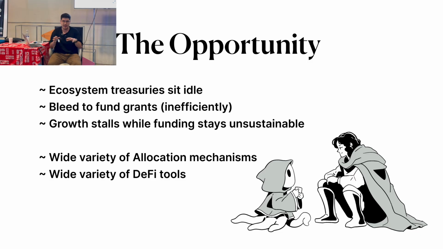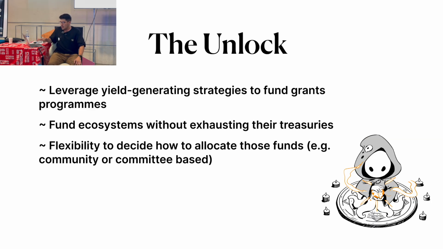And this can happen in many ecosystems. At the same time, we already have a pretty mature set of DeFi tools and also resource allocation tools, like the one I mentioned, quadratic funding, or many other allocation mechanisms that exist out there. So we thought maybe we can do the same. Instead of only staking ETH and generating yield, maybe we can expand it to other yield-generating strategies like DeFi, and use the DeFi to fund grant programs.